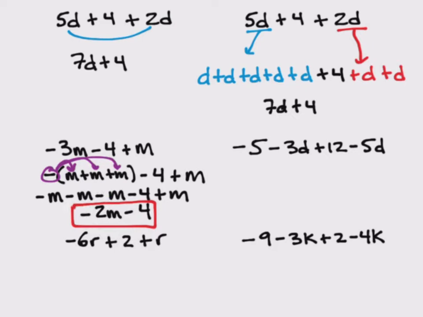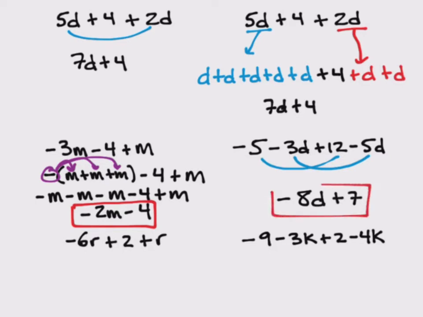One more example together before you try some on your own. Negative 5 minus 3d plus 12 minus 5d. In this case, we have one pair of terms, each having d raised to the first power, so that's going to give us negative 8d. And then we have two numbers, negative 5 and 12. And we can add negative 5 and 12, and we end up with 7. And so this expression simplifies to negative 8d plus 7.